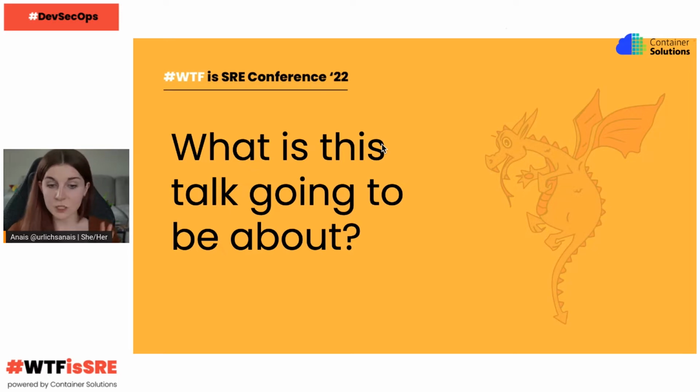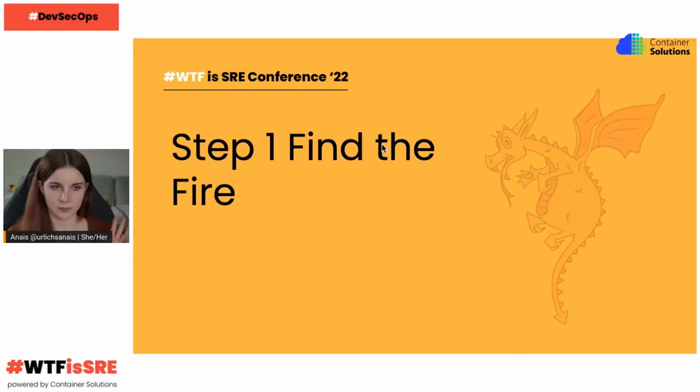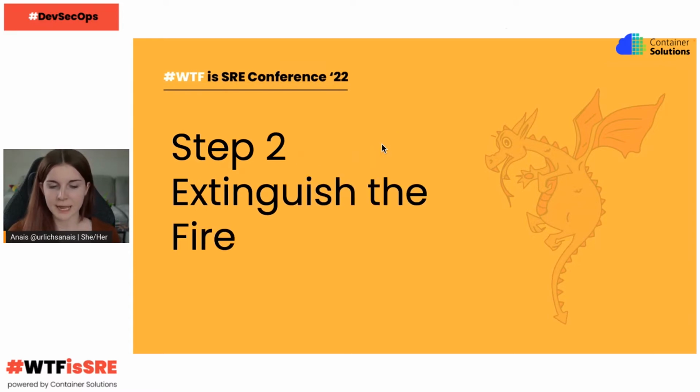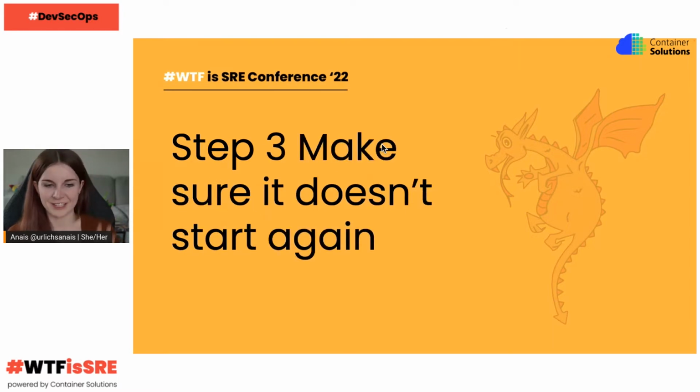So what is this talk actually going to be about? Why does the story matter, and so on? First of all, I want to talk about finding the fire: finding fires in your platform, in your infrastructure that you might not know are there yet, or that you might have difficulty discovering at the moment, or that might come up in the future as your platform scales and advances over time. Then I'm going to talk about how to extinguish the fire once you found it, and thirdly, making sure that it doesn't start again over time.